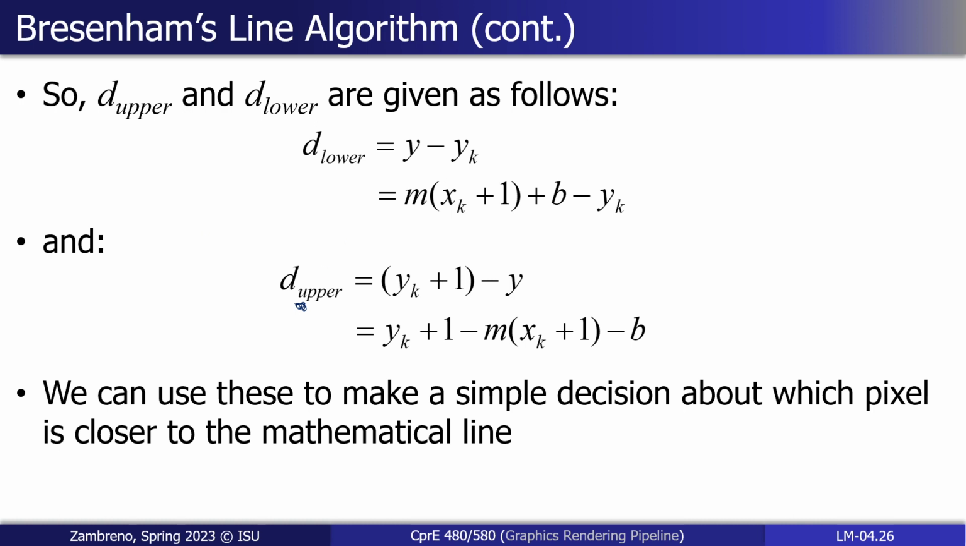Although we have the equations here for D upper and D lower, we don't actually care about the value of D lower and D upper, right? We don't care that one is 0.2 and the other one is 0.8. We just care about which one is bigger than the other, right? We care about, are we closer to the lower point or are we closer to the upper point?